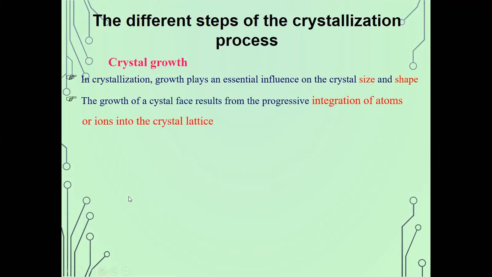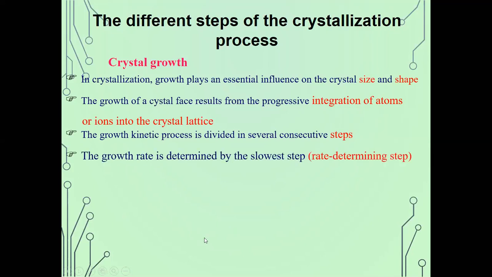Then, how does a crystal face grow? It results from the progressive integration of atoms or ions into the crystal lattice. So it's a progressive integration of atoms into the crystal lattice. That is why it's going bigger in size. Now, the growth kinetic process is divided into, so take note, consecutive steps. So it has to follow a specific order. And the growth rate is determined by the slowest step, which is referred to as the rate determining step.